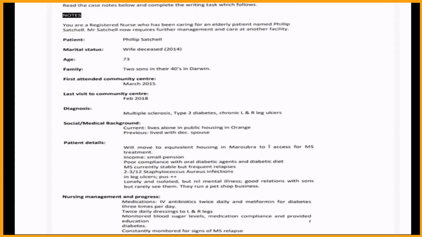What about social background? Leave it alone. Then coming to the patient's details, what do you write? You find it all important. Yes, we can avoid income or pension probably. Okay, income is small, that is not needed. It says about all the three diagnoses. And what about the last line? Lonely and isolated. We can write that alone.